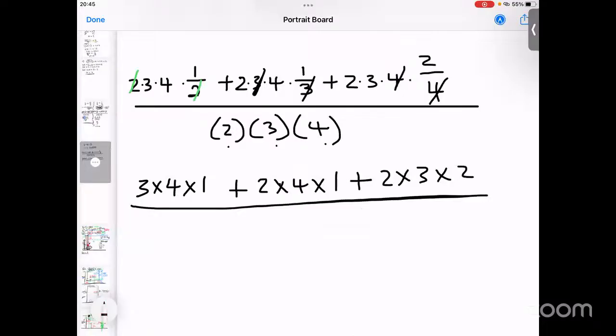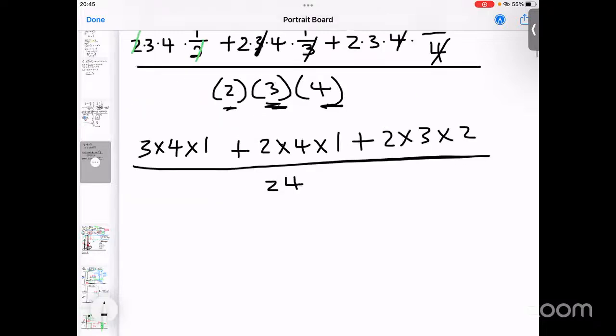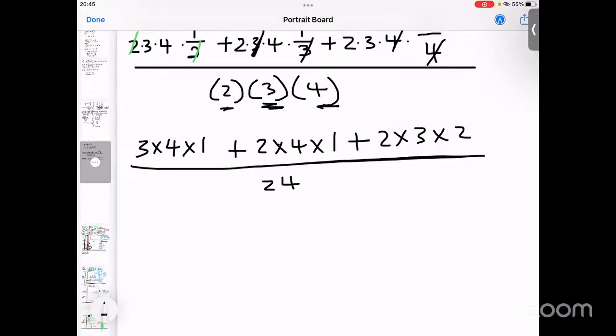Let's see. What is 3 times 4? It is 12. 12 times 2 is 24. Okay, so now what is that times that? Definitely it is 12 times 1 is 12, plus that times that, it is 8 times 1 is that.